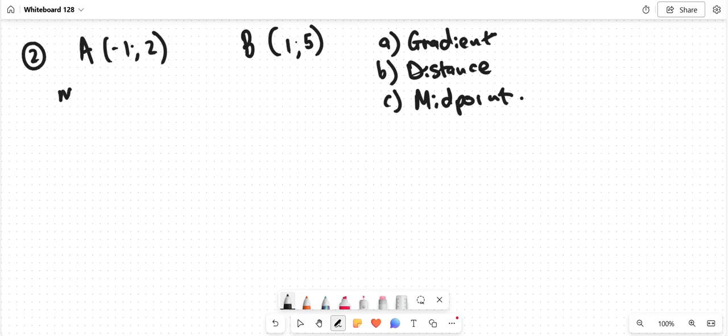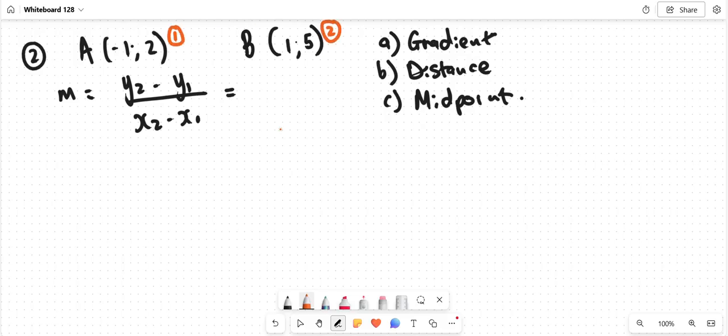So number one, gradient is always y2 minus y1 over x2 minus x1. The m is just the variable that's given for gradient. So again, you need to label these. I'm going to label this number 1, and I'm going to label this number 2.